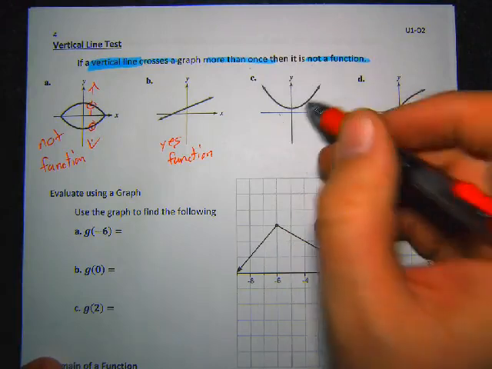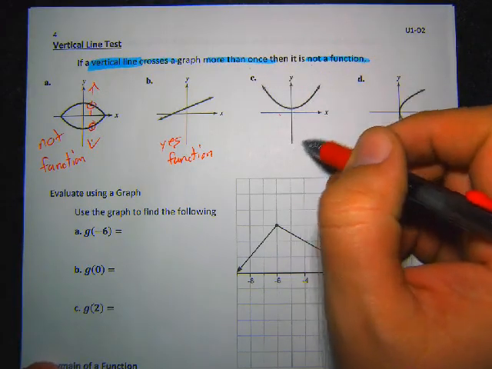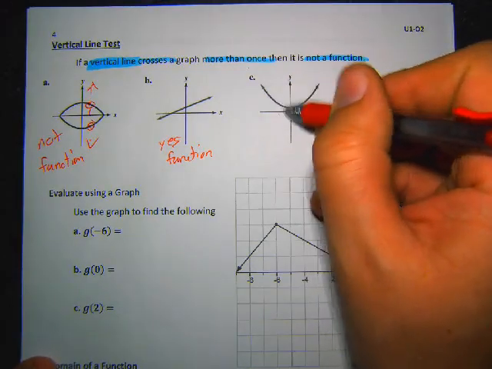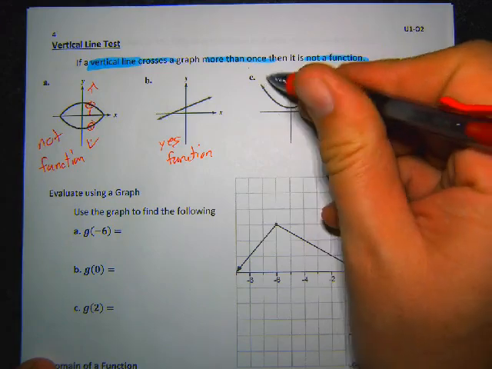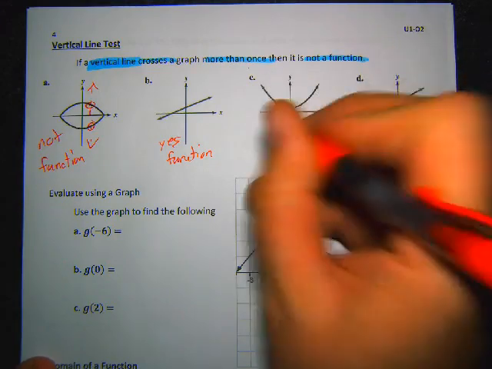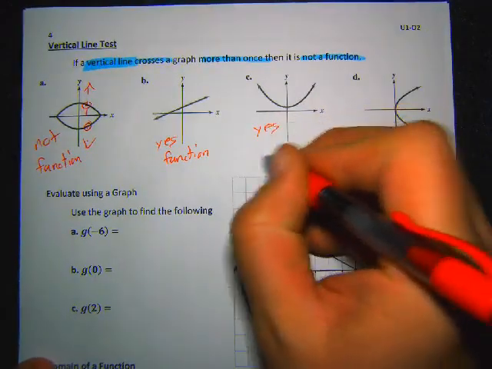This next one, you probably recognize. This is called a parabola, where it's a curve like this. We'll talk a lot more about these later on in the semester. Again, if you draw vertical lines here, anywhere you draw a vertical line, you're only going to ever cross this parabola once. So that means it's a function because it doesn't cross more than once. So yes, this one is a function.